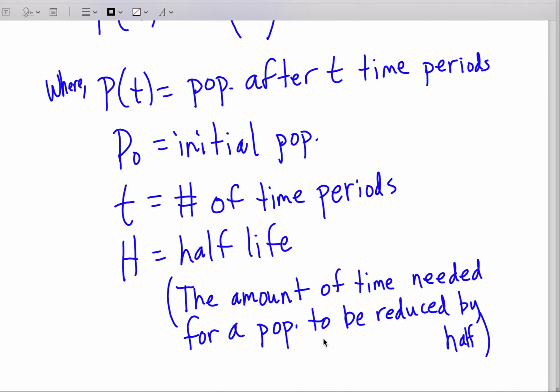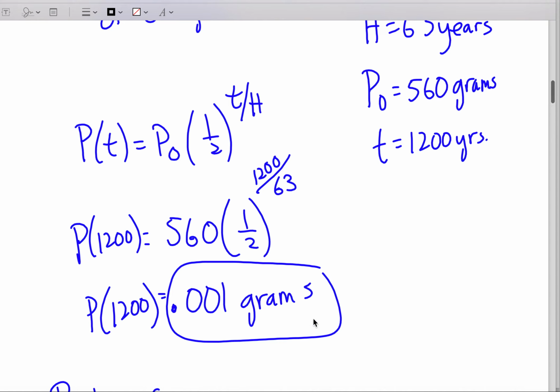So I'm using the half-life formula. Again, I would write that formula down on my sheet of paper so I have all the formulas in one place and I can just go look at them. And then I can plug in the values. My 1200, my 560 is how many grams I started with. My 63 years is my half-life. And I can find out how many grams will be left. We start with 560 and notice we're going to have 0.001 grams left.